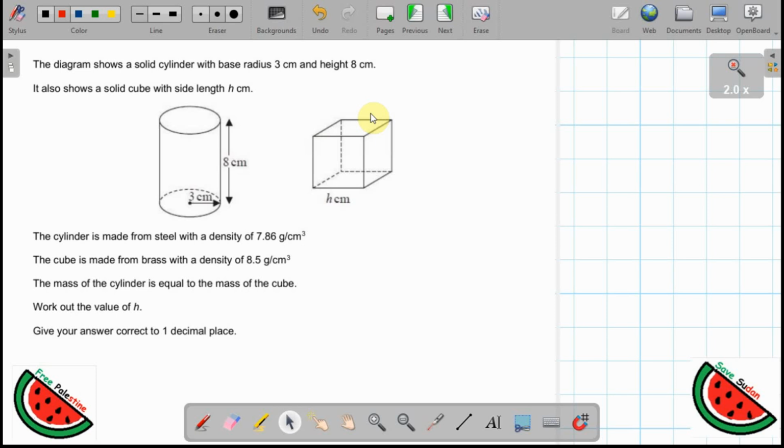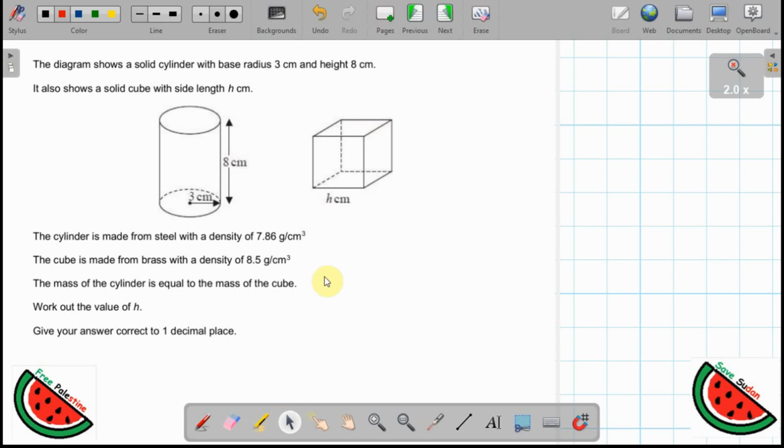The question states the following. The diagram shows a solid cylinder with a base radius of 3 centimeters and height 8 centimeters. It also shows a solid cube with side length 8 centimeters. The cylinder is made from steel with a density of 7.86 grams per centimeter cubed. The cube is made from brass with a density of 8.5 grams per centimeter cubed. The mass of the cylinder is equal to the mass of the cube. Work out the value of H. Give your answer correct to one decimal place.